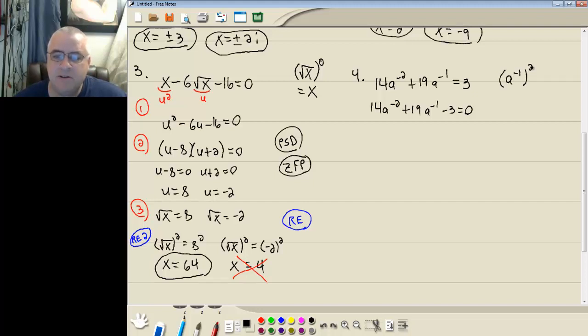Again, if you take your middle part and you square it, let's see if it gives us our first part. Remember, when you're raising an exponent to another exponent, you multiply them together. Negative 1 times 2 gives us negative 2, which does equal that. So it is going to check. So our first step, let the middle part, the a to the negative 1, be u. Again, that never includes a number. Then the first part, which is a to the negative 2, be u squared. So this becomes, after the u-substitution, 14u squared plus 19u minus 3 equal to 0.